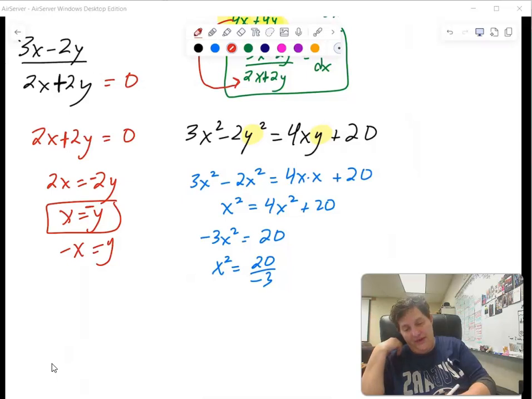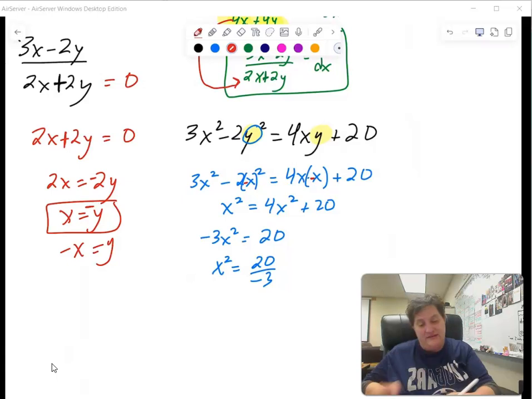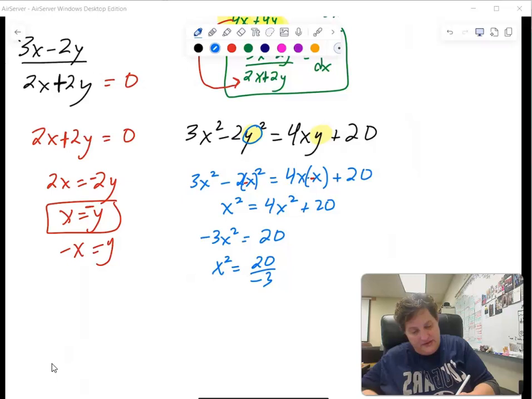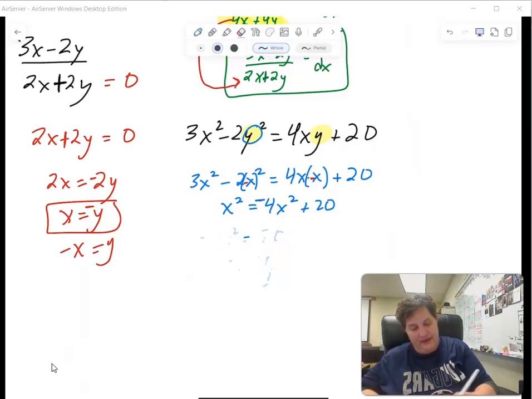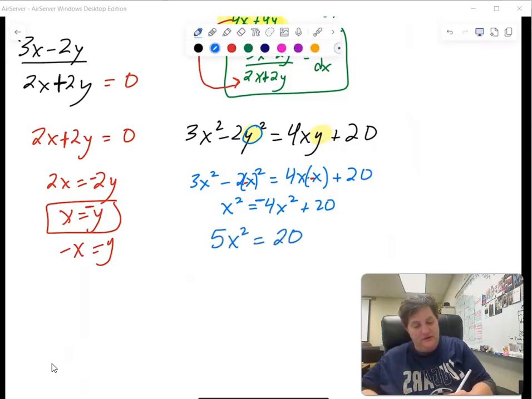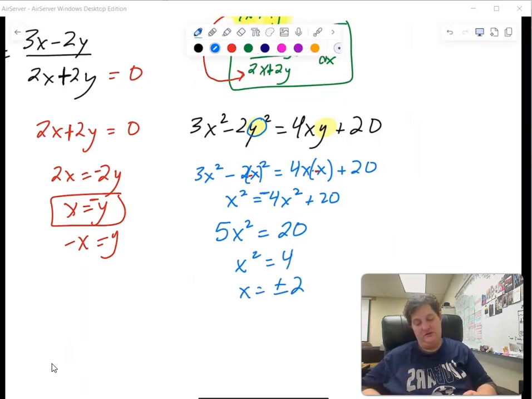So what would that change over here? Well, y is negative x. So if I plug in a negative right here, guess what? That changes nothing. But over here, y is negative x. That does change it. So the left side is not going to change, but the right side, 4x times negative x is negative. And then I could solve it, okay? Because when I add it over, I get 5x squared equals 20, x squared equals 4, x is the square root of 4, which is plus or minus 2.